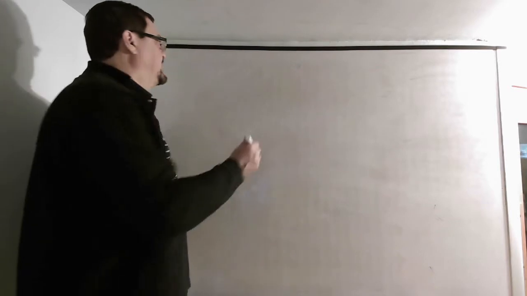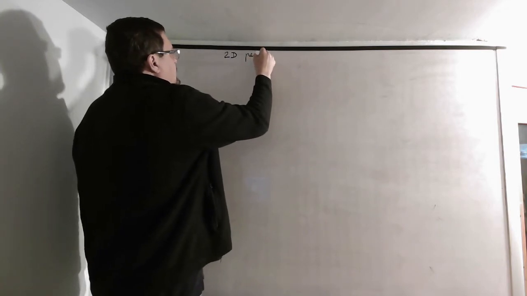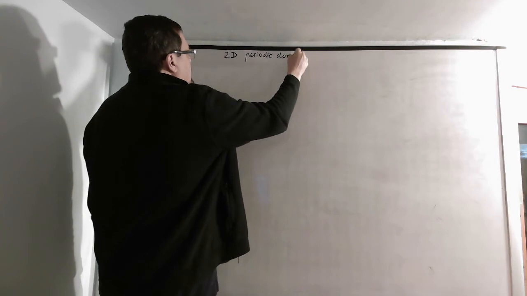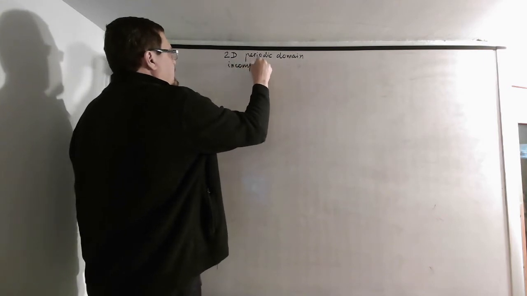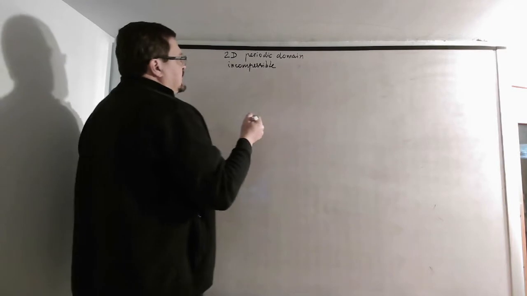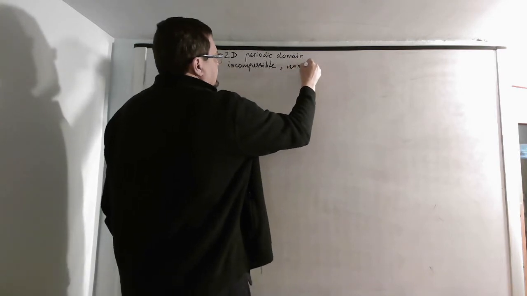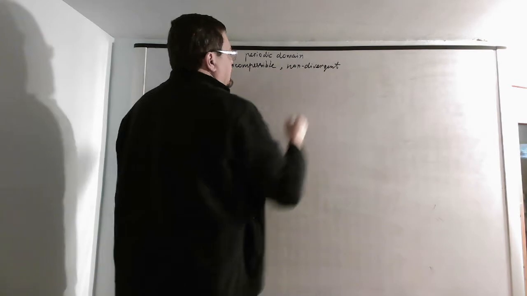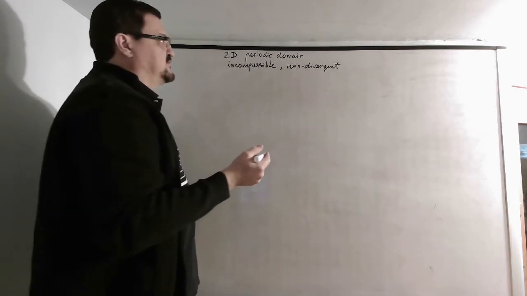Okay, so now let's consider a simpler example based on the previous theory. Let's consider two-dimensional flow over some periodic domain. So we have a 2D periodic domain, and we have incompressible flow, like for example water. So flow of water, incompressible fluid, and non-divergent, which means that divergence of velocity equals 0, and this follows from the continuity equation.